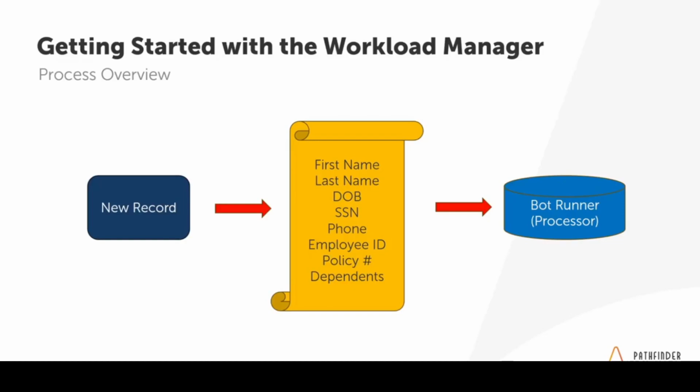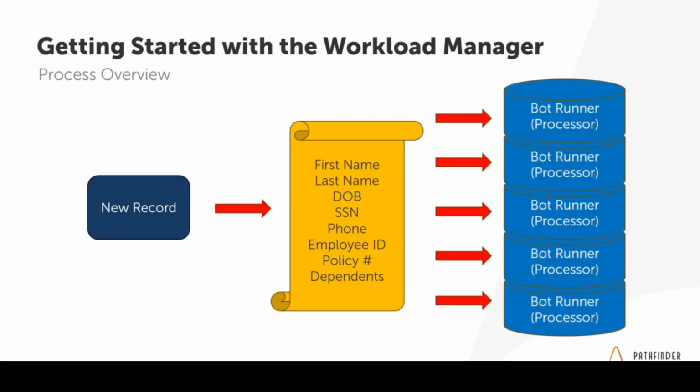Where Workload Manager really becomes powerful is when multiple bot runners can execute automations to pull items from the queue simultaneously. What does this mean? Well, if a single bot runner can process 100 queue items in an hour, we could be able to process twice that with 2 bot runners, and up to 10 times that with 10 bot runners.